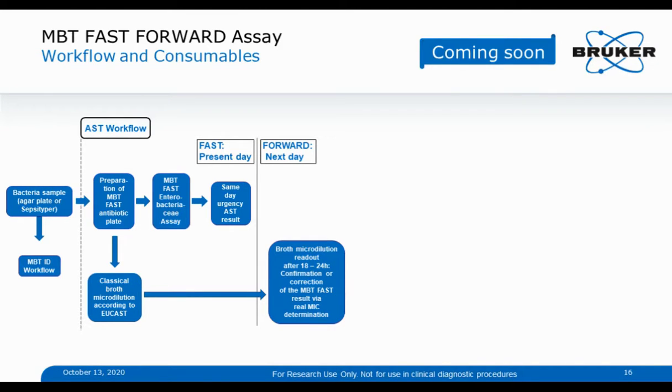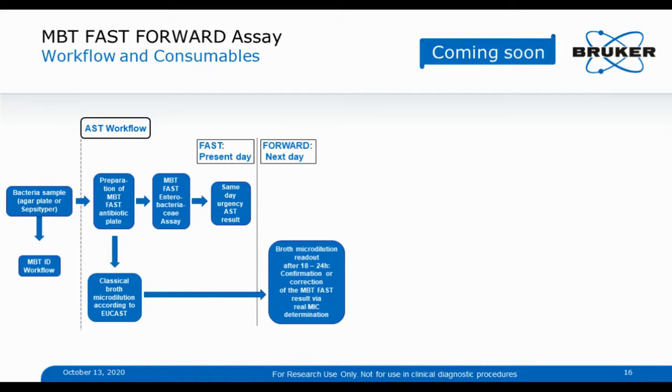When the bacteria are resistant, they will grow in a droplet on the target, and when they grow, they will adhere to the MALDI target, and later on you can measure a spectrum and identify. A susceptible bacterium will not grow, and there will be no measurement of a spectrum with the bacterium, and there will be no identification. So, same-day result for urgent AST result.